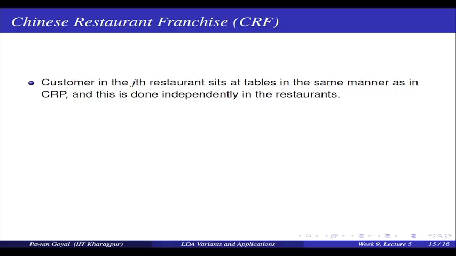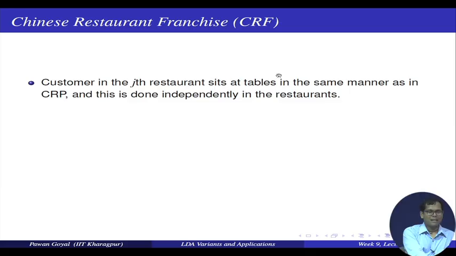This part is similar to CRP. A customer in the jth restaurant sits at tables in the same manner as in CRP. A customer comes into any of the restaurants, sees which tables are already occupied and how many customers are there, and with probability proportional to the number of customers, sits at that table, and with probability proportional to alpha, sits at the next unoccupied table. So that remains the same as CRP.